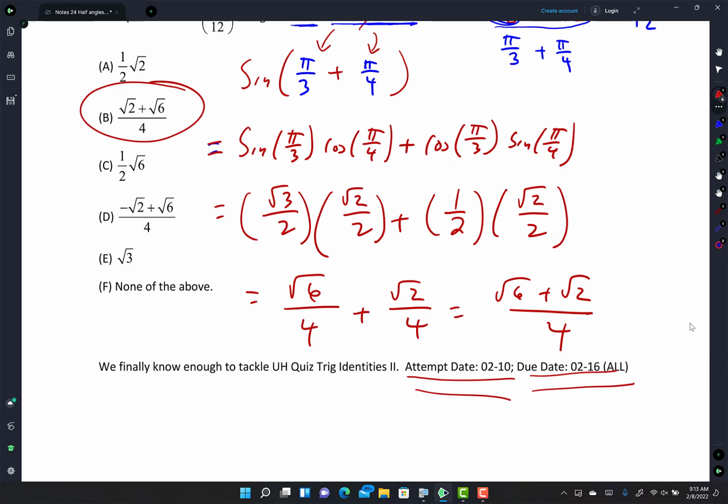You have a delta. And then after you're done with your delta, if you feel like you have enough strength, take care of the UH trig.